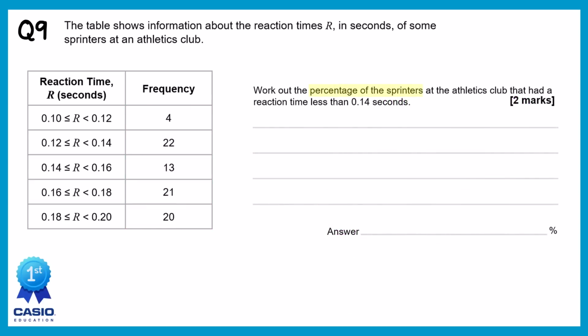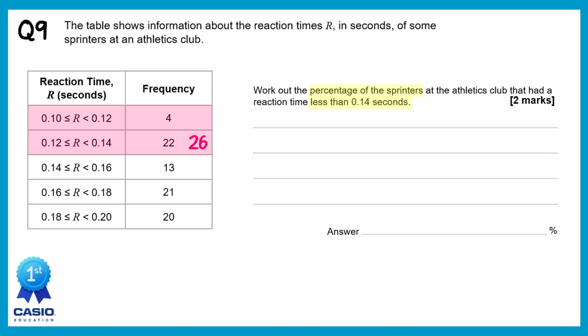In the final part of the question, we need to work out the percentage of sprinters that had a reaction time less than 0.14 seconds. In the first group, the reaction times were between 0.1 and 0.12, so they are all less than 0.14. The second group is between 0.12 all the way up to 0.14, but notice it doesn't include 0.14, so all of those are acceptable as well. The next group goes from 0.14 to 0.16, so we don't want any of those. So we just need to add up these here and we'll find the number of sprinters that had reaction time less than 0.14. If you add these together, you get 26.